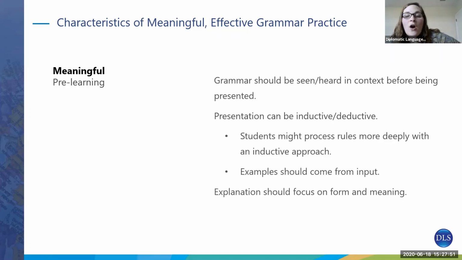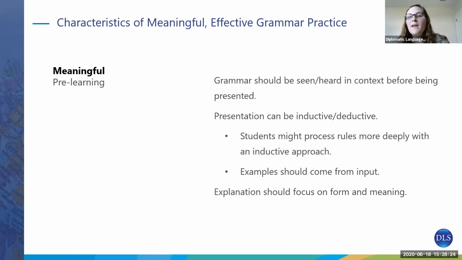the grammar should always be seen and heard in context before being presented. This presentation can be inductive or deductive. How many of you are familiar with what that means, inductive or deductive? You can give me a thumbs up if you understand what that is. If not, okay. I'm not seeing a lot of thumbs up. That's okay. Basically, this is how the grammar is presented.